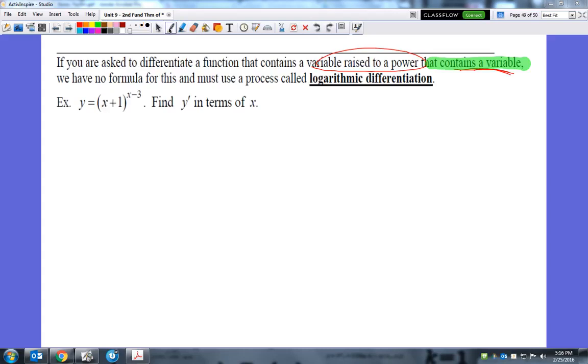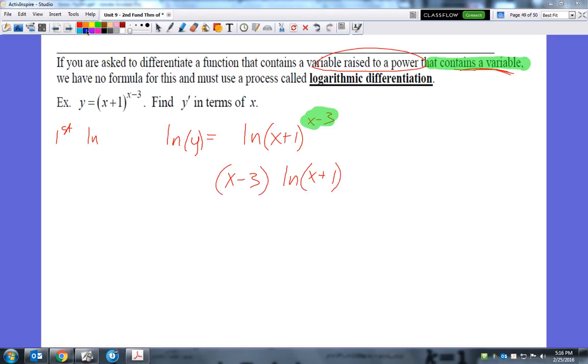So I have to do something called logarithmic differentiation. The first step is to take the natural log of both sides. So the natural log of y is equal to the natural log of (x plus 1) to the x minus 3. Now I can use the law of logs to rewrite this as x minus 3 times the natural log of x plus 1. Because it's a power, it's now multiplied. Everything else is the same, the natural log of y.